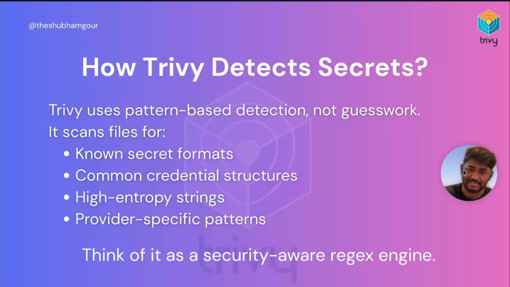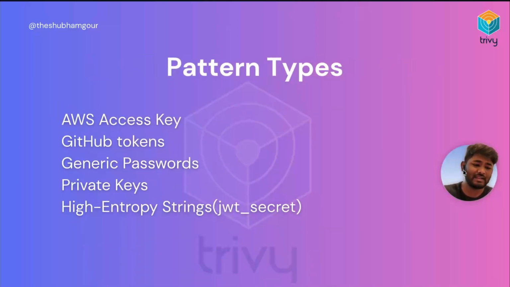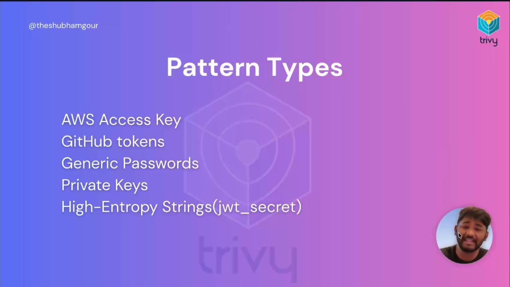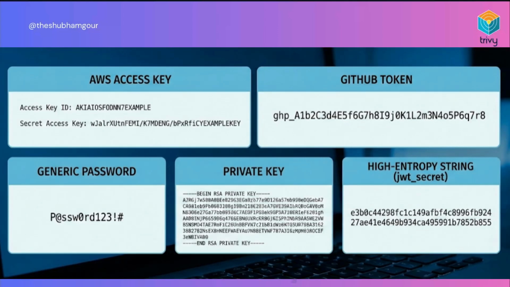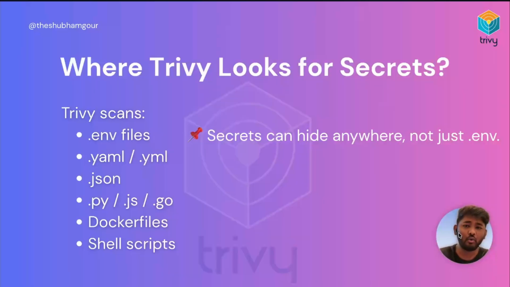So think of it as security awareness. It scans with a regex. A regex is a pattern that is run throughout your code and will tell you these are the things that have been exposed. That is how it helps us identify what sort of secret has been passed down. Now, what are the pattern types that it scans? It can be an AWS access key, a GitHub token, a generic password, private keys, and high entropy strings like JWT secrets. I will attach one screenshot which will help you visualize how each of these keys and tokens looks.